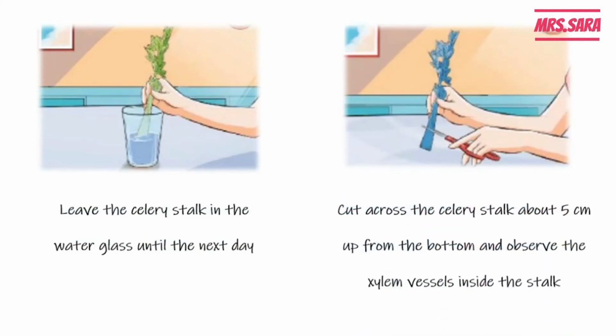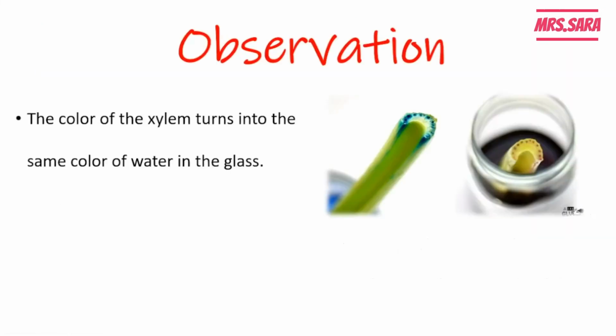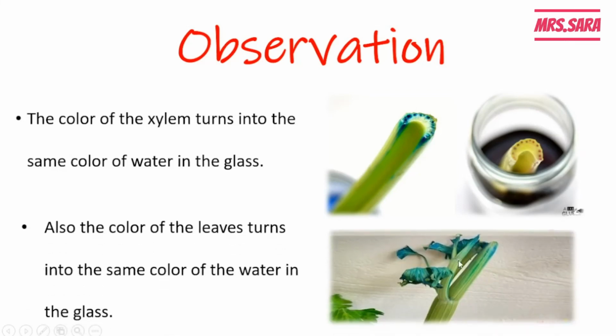And then cut across the celery stalk about 5 cm up from the bottom and observe the xylem vessels inside the stalk. The color of the xylem turns into the same color as the water in the glass. As you can see, these are the xylems, the tubes or vessels of the stem. The xylem turned the same color as the water in the glass. Also, the leaves turn the same color as the water in the glass.